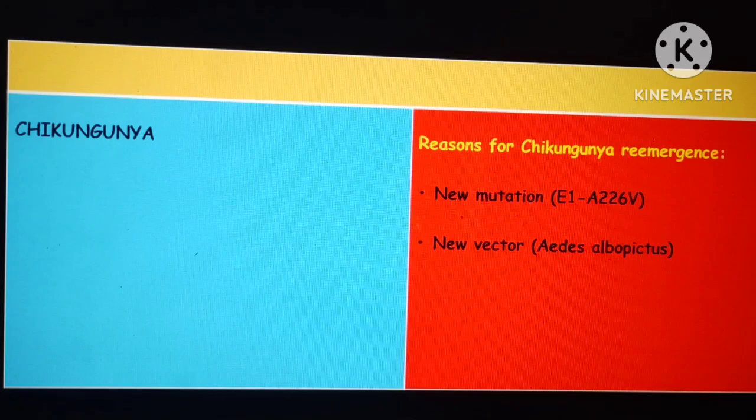Coming to chikungunya, the reason for its emergence is a new mutation of E1, A226V, where A stands for alanine and V stands for valine. A new vector has also been implicated, that is Aedes albopictus.